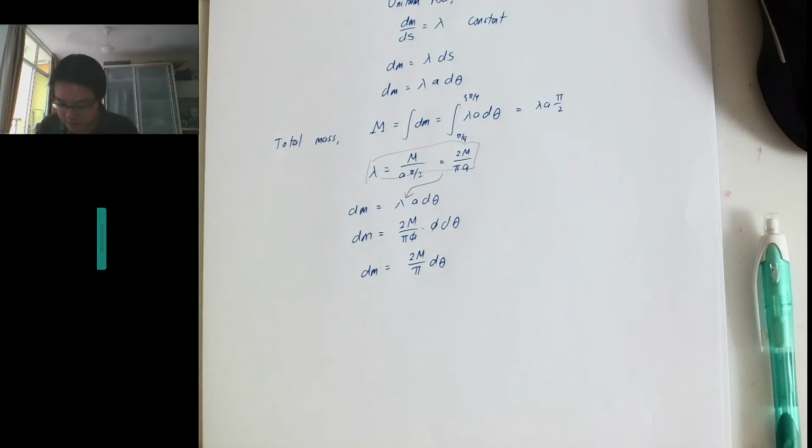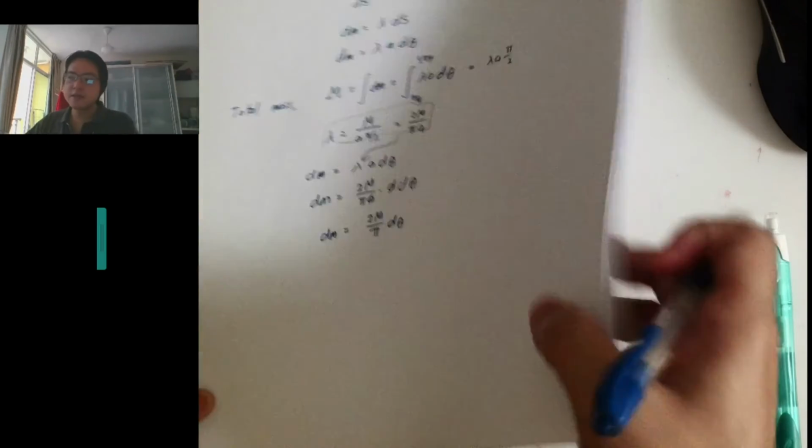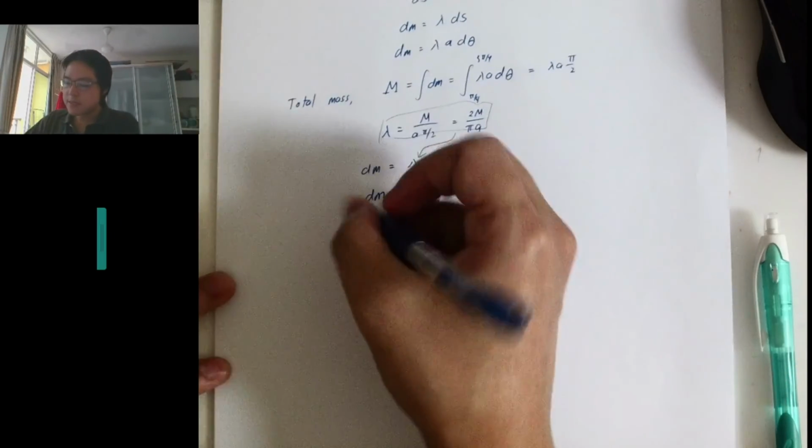So everyone follow so far? Yeah, correct. So I got my formula for dm now. So now let's try to find the center of mass. Okay, so my center of mass is this.